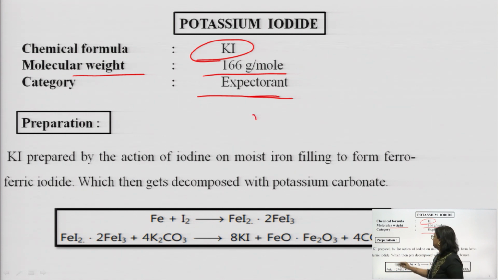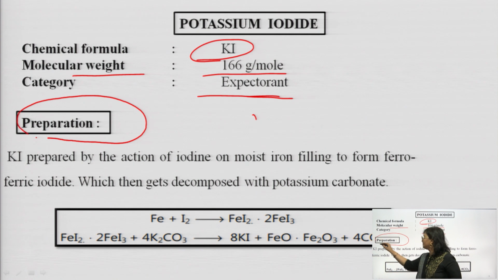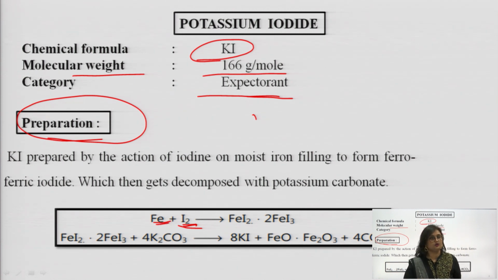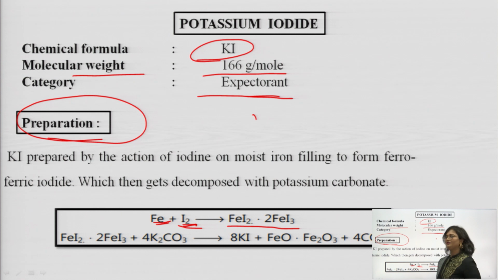Now we will see the preparation of potassium iodide. Potassium iodide is prepared by the action of iodine on moist iron filings. When the iodine molecule I2 reacts with moist iron filings, it forms ferroferric iodide.